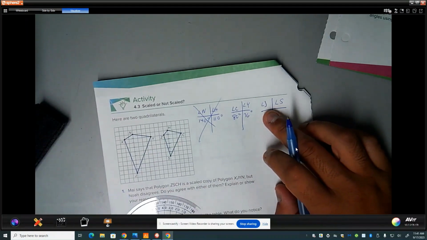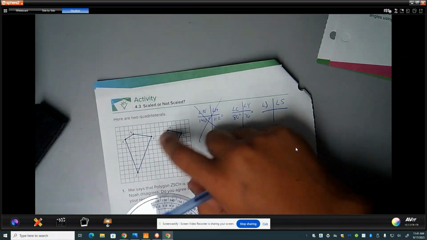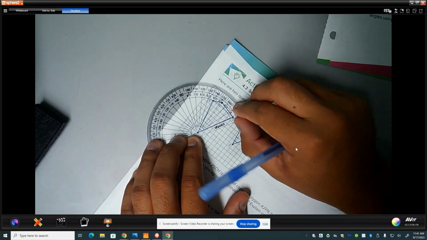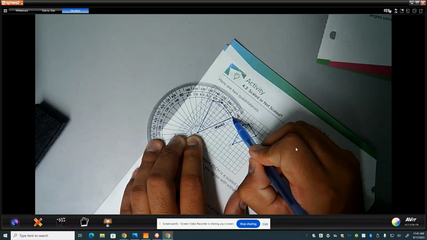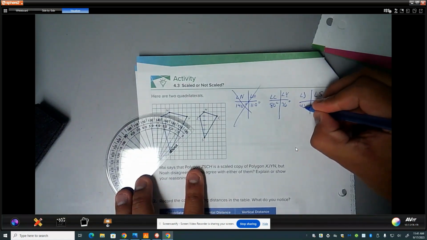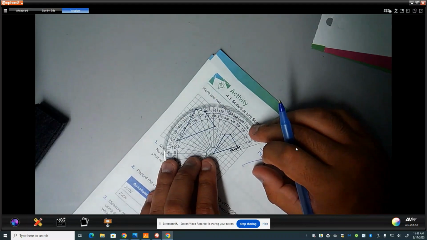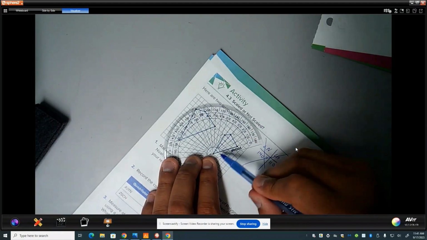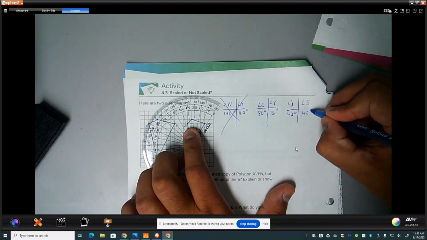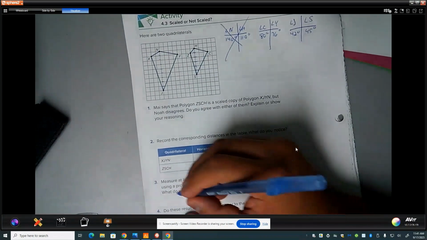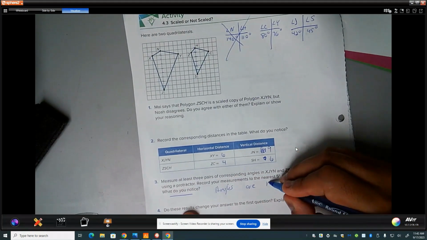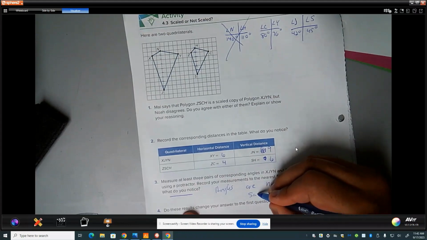Now just to follow directions and measure 3 of them, let's do J and S. J is right over here. I can see that this one's going to be acute. If I line it up, starting with my 0 scale, I notice that angle J is going to be around 42 degrees. Now let's measure angle S. Starting with my 0, I notice that it would be roughly about 45 degrees. So what do we notice? The angles are not the same measure.